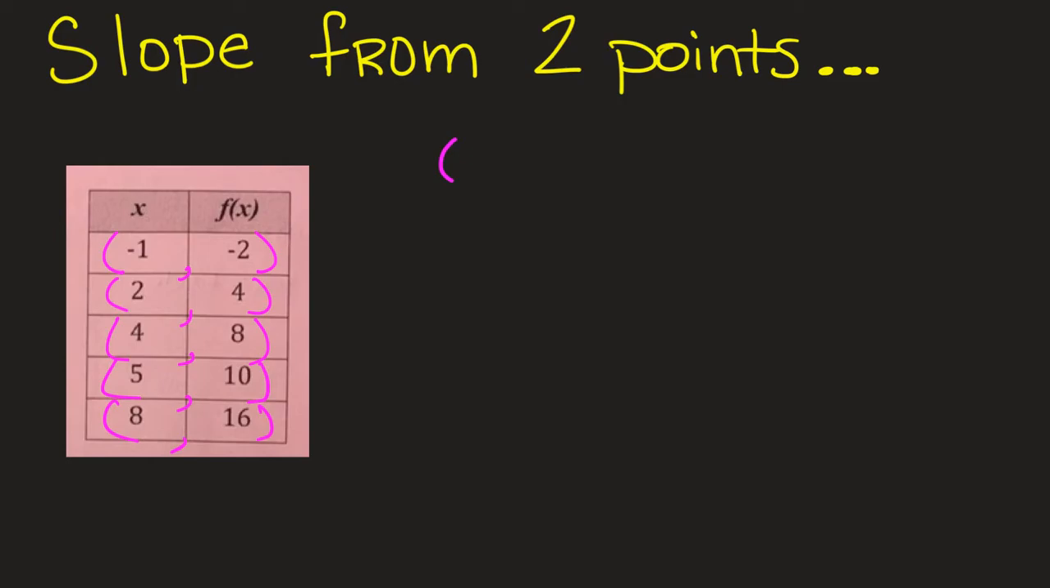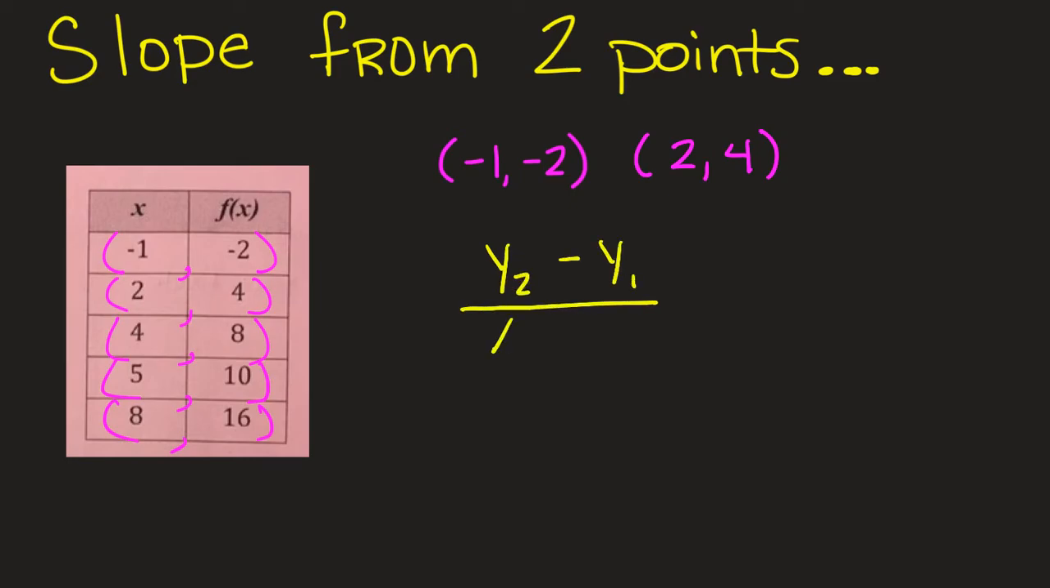So let's take the first 2 points on the table. So we have -1, -2, and 2, 4. All right, so these are 2 points. The formula for finding slope from a table is y2 minus y1 over x2 minus x1. That's the formula, and we're going to follow this.